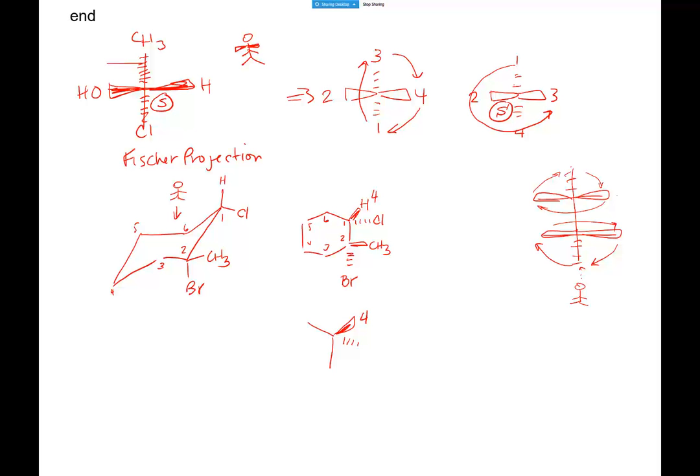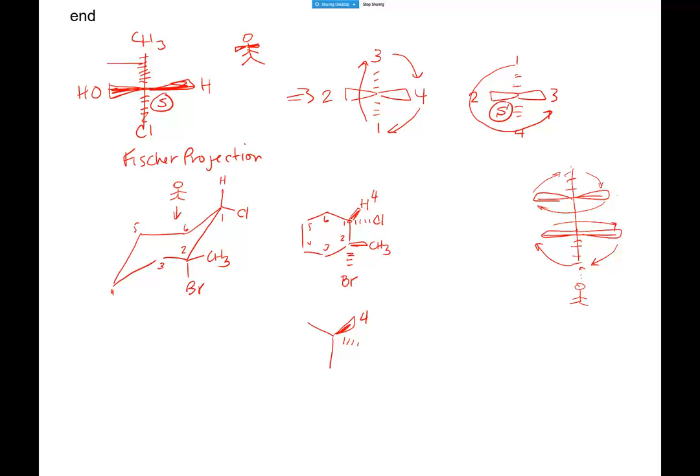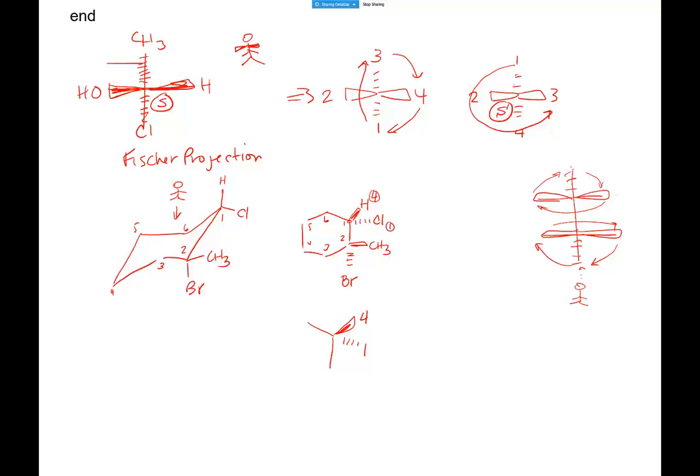What's number 1? So up here I've got a carbon, a hydrogen, and a chlorine. Cl's number 1. Okay. So number 1 goes there. Okay, so now we've got to put 2 and 3 in.